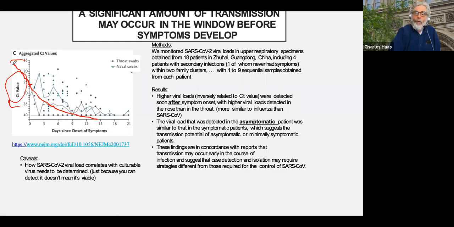The viral load in asymptomatic patients, according to the study, was similar to that of symptomatic patients. So it suggests that asymptomatic cases can transmit as well as symptomatic cases. And it's really this that makes SARS-CoV-2 so much more explosive.